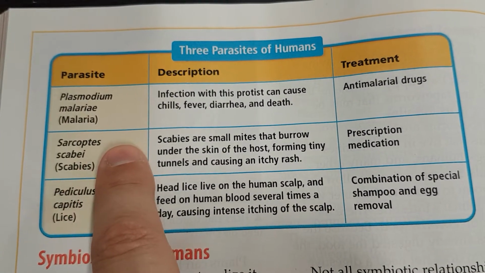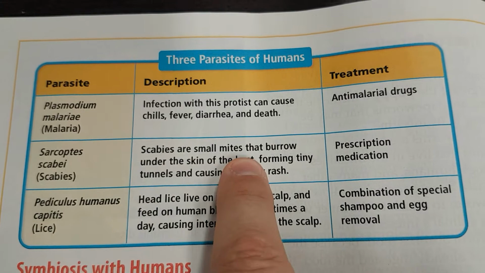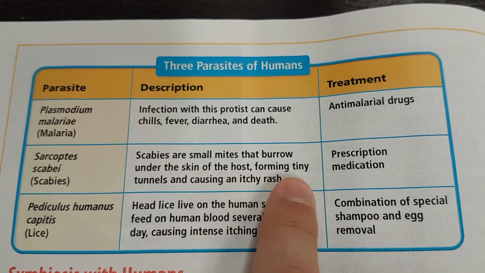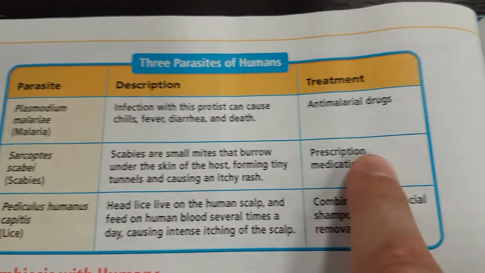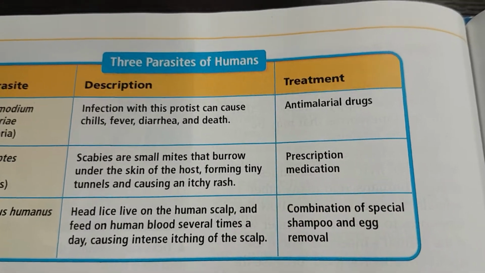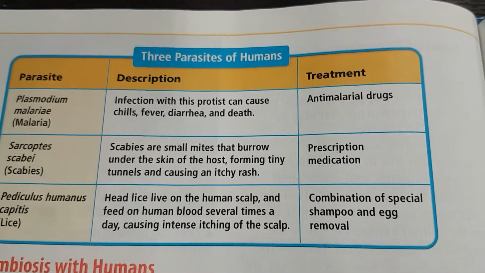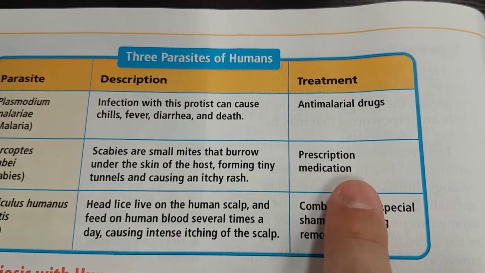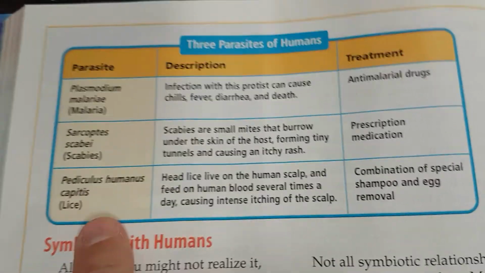Sarcoptes scabiei, or scabies. Scabies are small mites that burrow under the skin of the host, forming tiny tunnels and causing an itchy rash. Prescription medication. So they're kind of like ticks, kind of like lice. Again, you have to have a prescription medication to get rid of them.